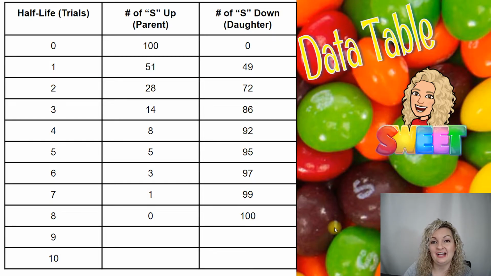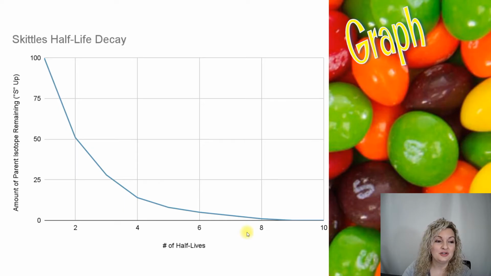I went ahead and made a graph for this. So you can look at it and see that my y-axis is the amount of parent isotope remaining, in other words, the S up. And then on the bottom is the number of half-lives on our x-axis. And I just titled it Skittles Half-Life Decay, right? Because we are decaying Skittles, our make-believe radioactive isotope.